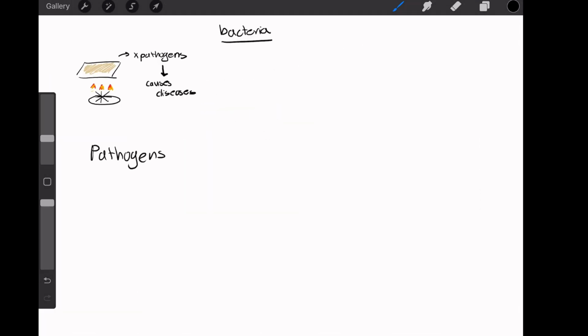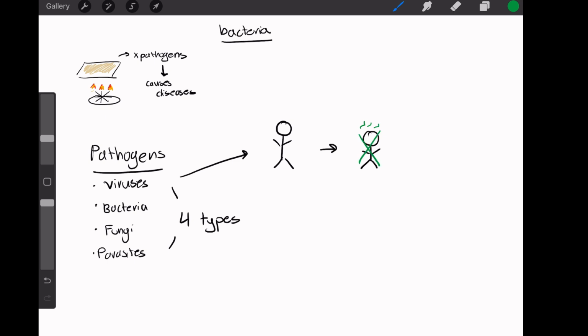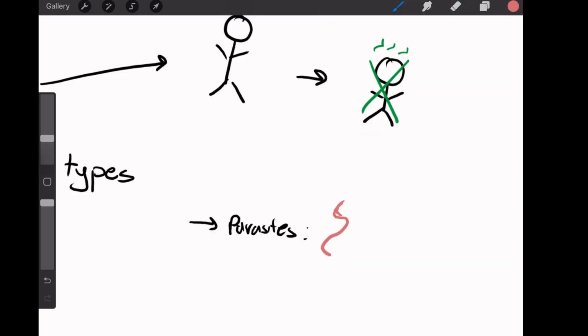Well, what is a pathogen? A pathogen is any organism that causes disease. Viruses, bacteria, fungi, and parasites are all examples of pathogens. And these are the 4 types of pathogens. They can cause minor or severe health issues, which, when they enter your body, can be really harmful. Each of these pathogens includes a variety of subtypes that are responsible for a wide variety of infections or diseases.